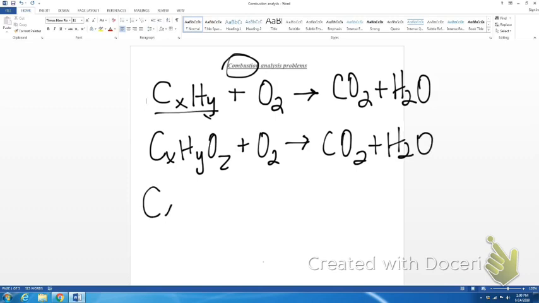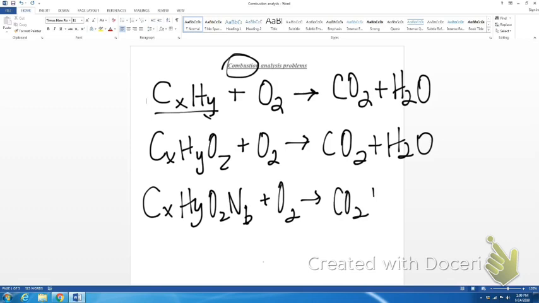Another way, sometimes this hydrocarbon could also have some nitrogen. That's not sodium, let me not make that. So I'll put an N. And again, it's plus oxygen gas. But if this is happening, usually you're also going to have some nitrogen monoxide as a product. So you'd have another product with N and O in it.